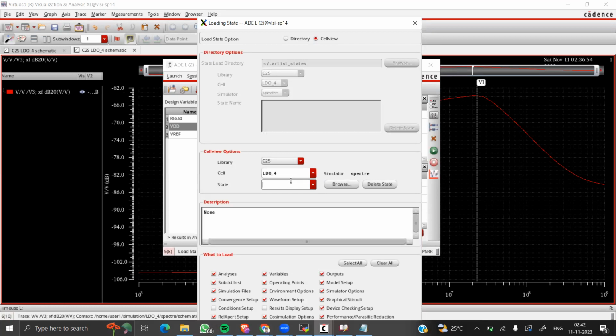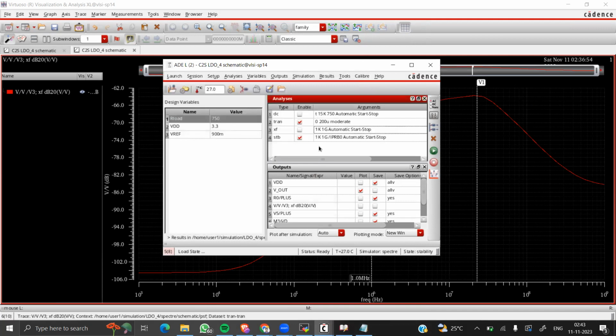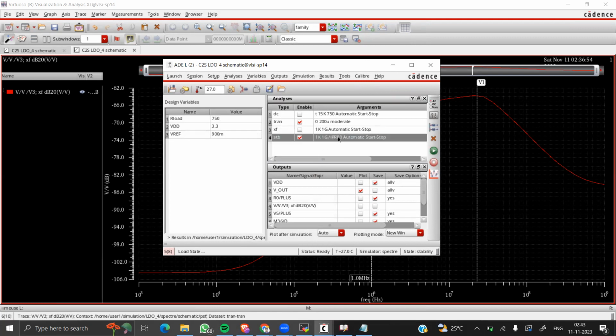Let's go. So this is the stability. So let me run it at 750 microamperes, maximum output current. And how do we test stability? To test stability, we have a simulation called STB analysis. How does STB analysis work?